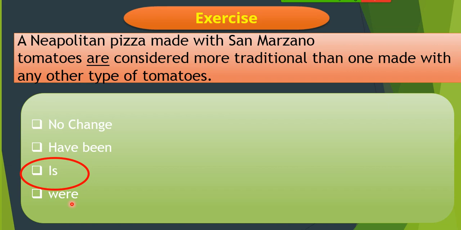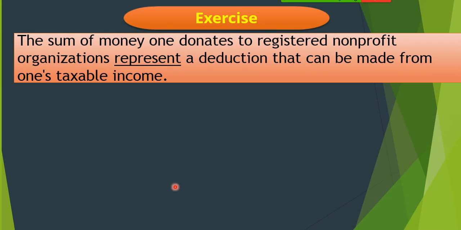So this part, even if it is not surrounded by a comma, you need to understand the sentence well. Tomatoes here is not the subject of this verb. The subject is pizza. Are considered, I'm speaking about the pizza. And pizza is singular and this verb is plural, so the correct answer is are.